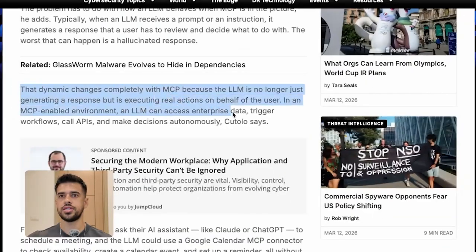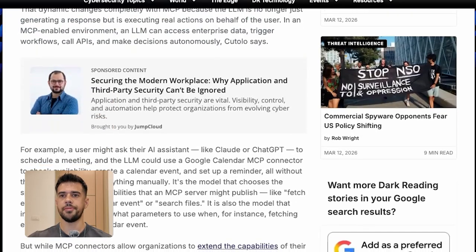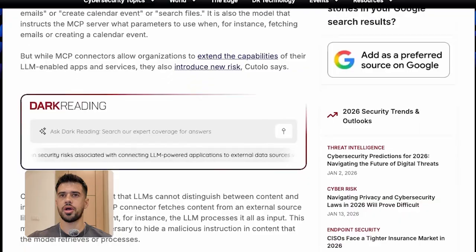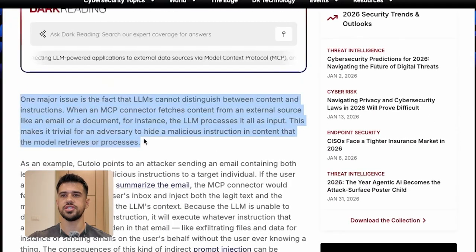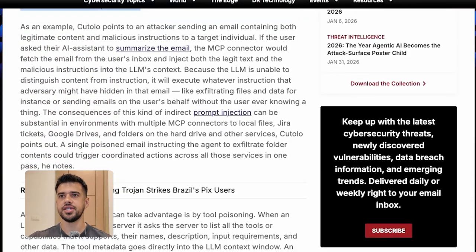The game has changed, right? The dynamic changes completely with MCP, because the LLM is no longer just generating a response, but is executing real actions on behalf of the user. That's the whole point of MCP. And in this type of environment, it will trigger these workflows, call APIs, and make decisions autonomously. So that's the real risk. That's the real danger, right? This is what I was talking about right here. The major issue is that it cannot distinguish between the content and the instructions, essentially. That's a quick summary of what I was trying to explain earlier, if that didn't make sense.